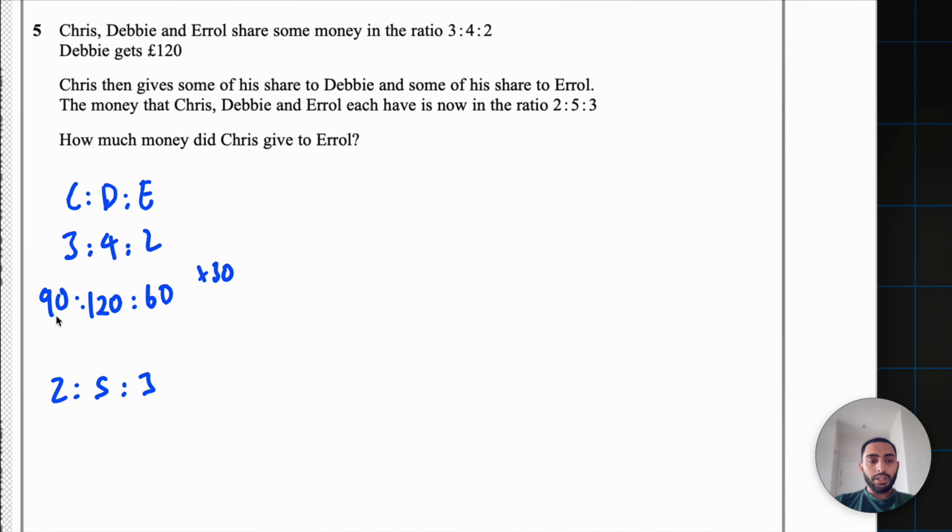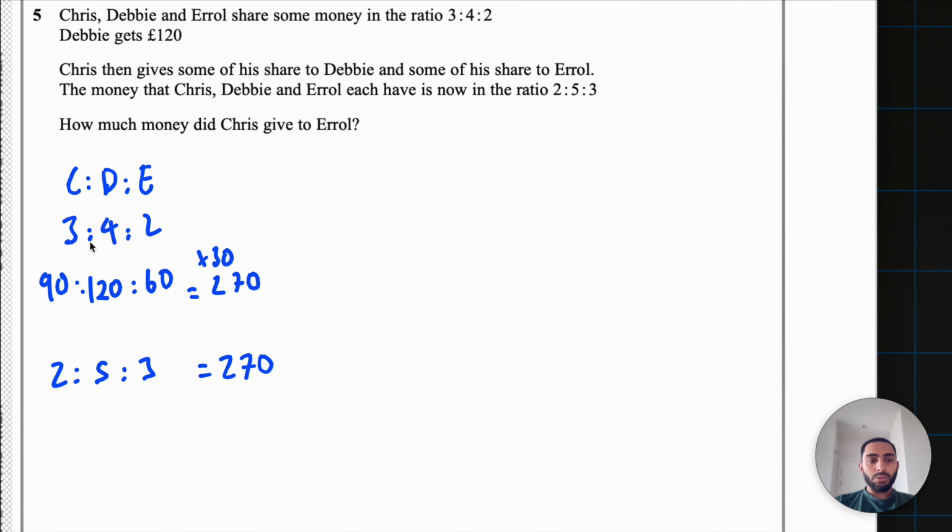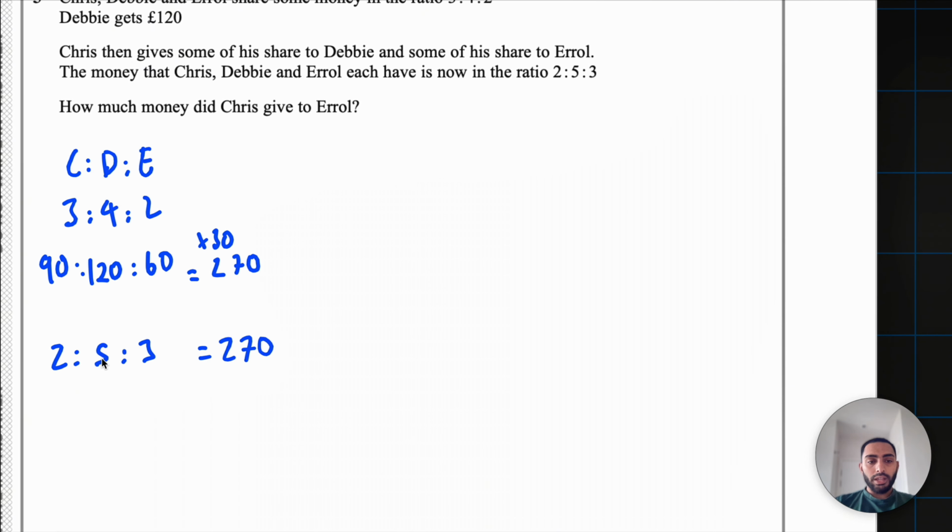So if we add up all of these, 90 add 120 is 210, add 60 is 270, we know that the total is going to be 270 here. How much money did Chris give to Errol? So we need to work out how much money goes from there to there. Let's just work this out. We've got 2 to 5 to 3 parts. So altogether, there's 5 add 3 add 2, so that's 10 parts, which is equal to 270.